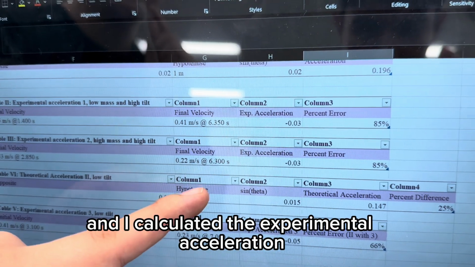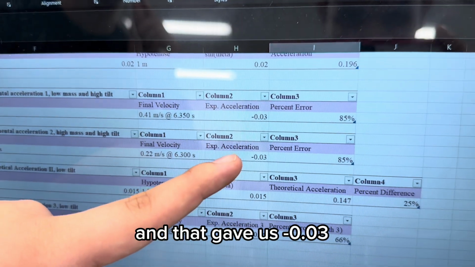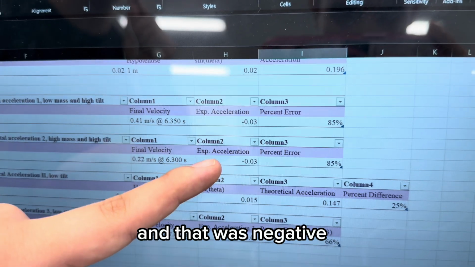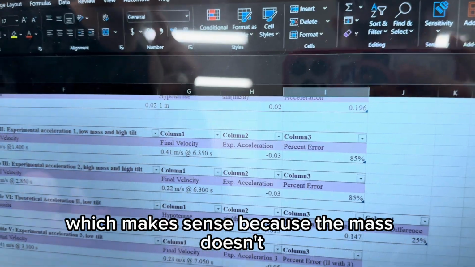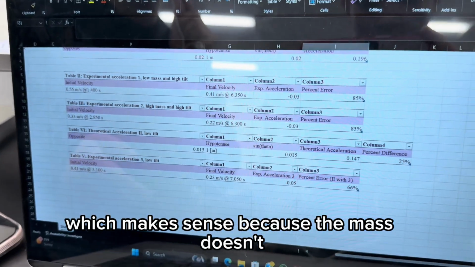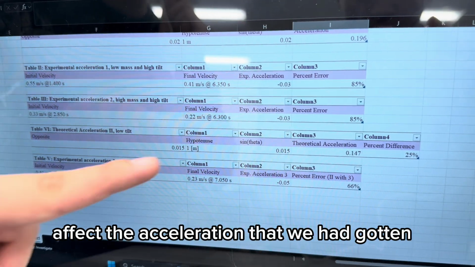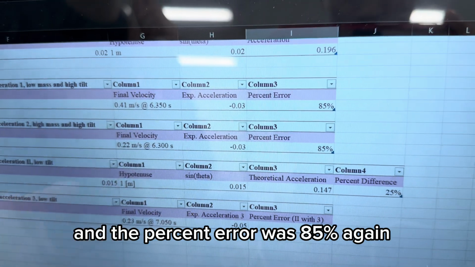And I calculated the experimental acceleration, and that gave us negative 0.3, which was the same experimental acceleration that we had gotten before, which makes sense because the mass doesn't affect the acceleration, and the percent error was 85% again.